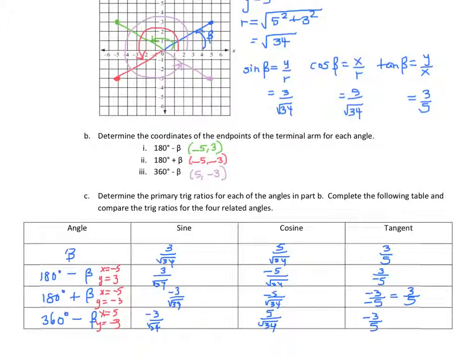And this leads to an important result called the CAST rule that we're going to talk about at this point, which helps us to determine which ratios are positive for a given angle, and that depends on which quadrant the terminal arm lies in. So let's have a look at that.